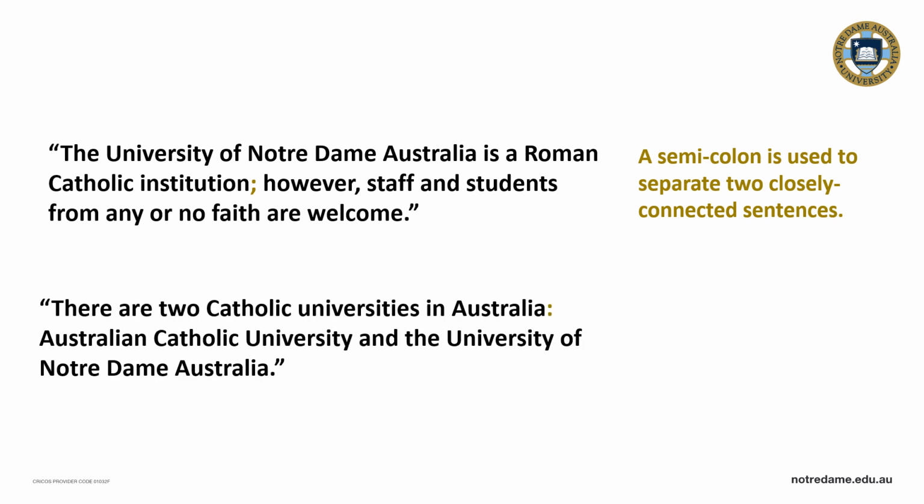Let's look at a second example. There are two Catholic universities in Australia: Australian Catholic University and the University of Notre Dame, Australia. So here we have a colon, which is just two dots. And as you can see here, the colon is used to introduce a list of examples.